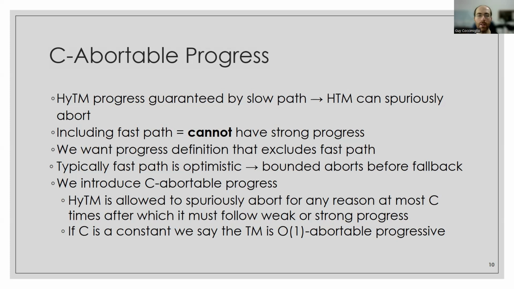One observation here is that typically when we implement hybrid TMs, we often use an optimistic fast path where we bound the number of times that we can abort before falling back to a software-based path. And we capture this with our notion of C abortable progress. We say that a TM is C abortable progressive if it is allowed to abort for any reason at most C times, after which it must follow weak or strong progress. And if C is a constant, then we say that the TM is O(1) abortable progressive.